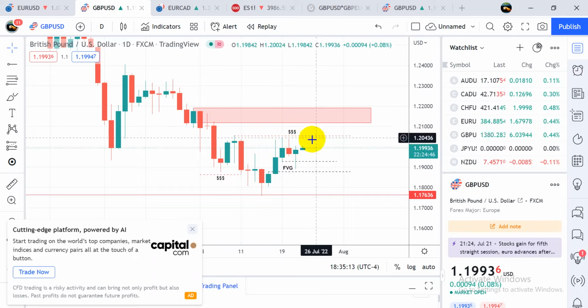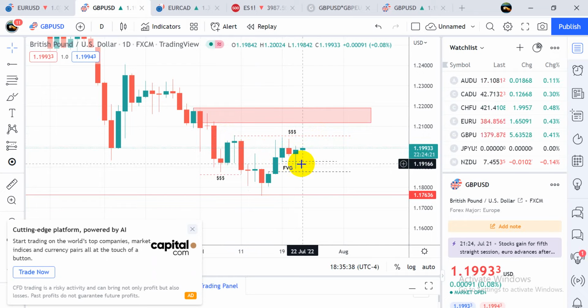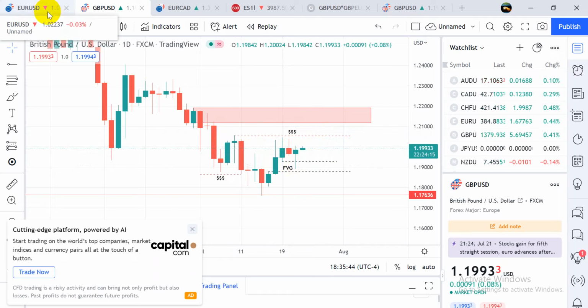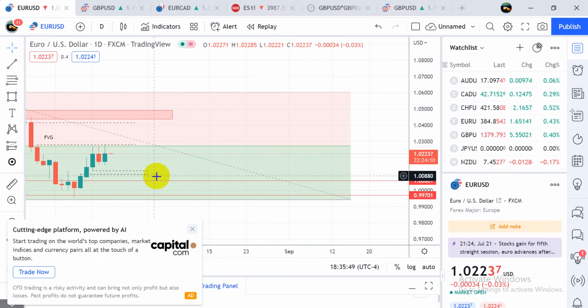This accumulation of stops above here. They intentionally want to create an idea of resistance at this level, so that retail traders will keep on positioning stops above here, which they would eventually come to hunt for later. Price is filling this gap well, because I'll be expecting Euro USD to have some downside movement to take out these relative equal lows and potentially go into this fair value gap.